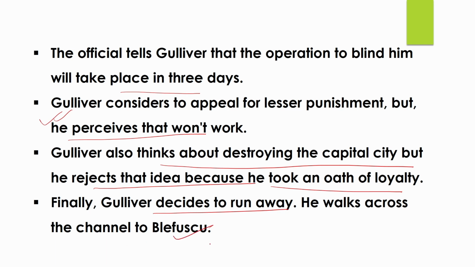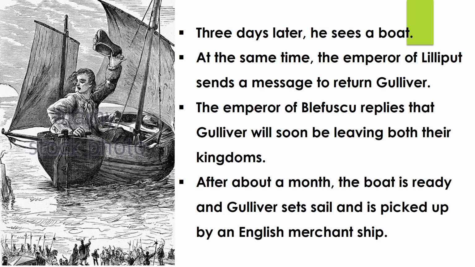He walks across the channel to Blefuscu. Gulliver does not tell the emperor of Blefuscu that he has fallen out of favor in Lilliput. In the next chapter, we find that 3 days later, Gulliver sees a boat overturned in the water. The boat is big enough to carry him. He asks the emperor of Blefuscu to help him to fix it.